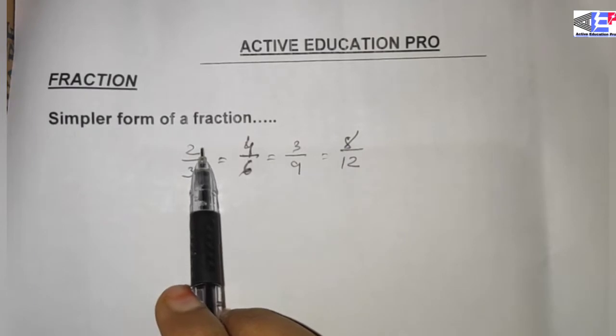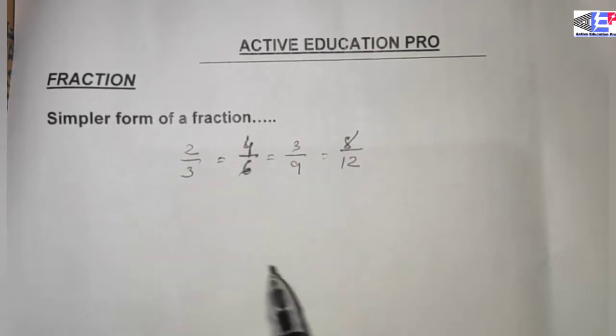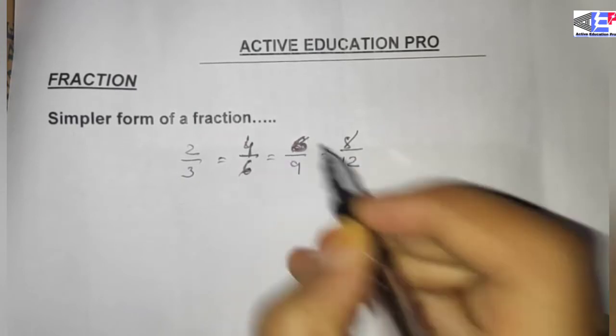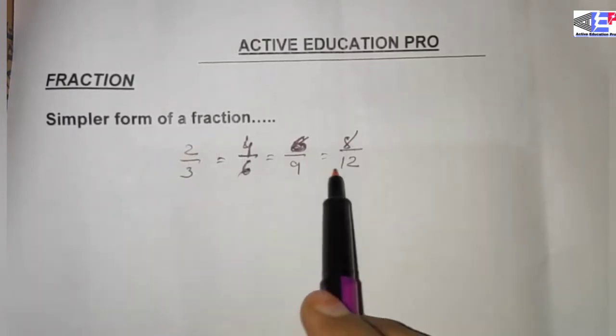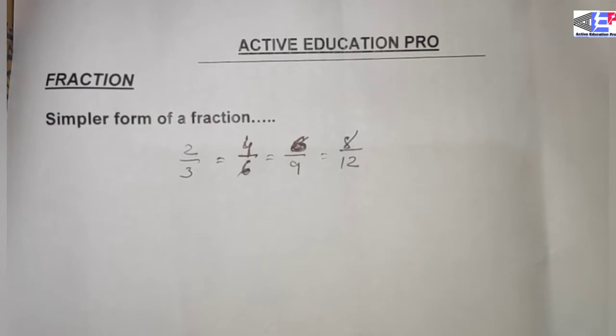Here we multiply by 2, we get 4 by 6. Multiplying by 3, we get 6 by 9, and multiplying by 4 we get 8 by 12. So all are equivalent fractions. If you have a question to find an equivalent fraction of 2 by 3 having denominator 12, then you write 8 by 12, because you have to change 3 to 12. How? By multiplying by 4. 3 into 4 is 12, so 2 into 4 is 8. This is the equivalent fraction of the given fraction.